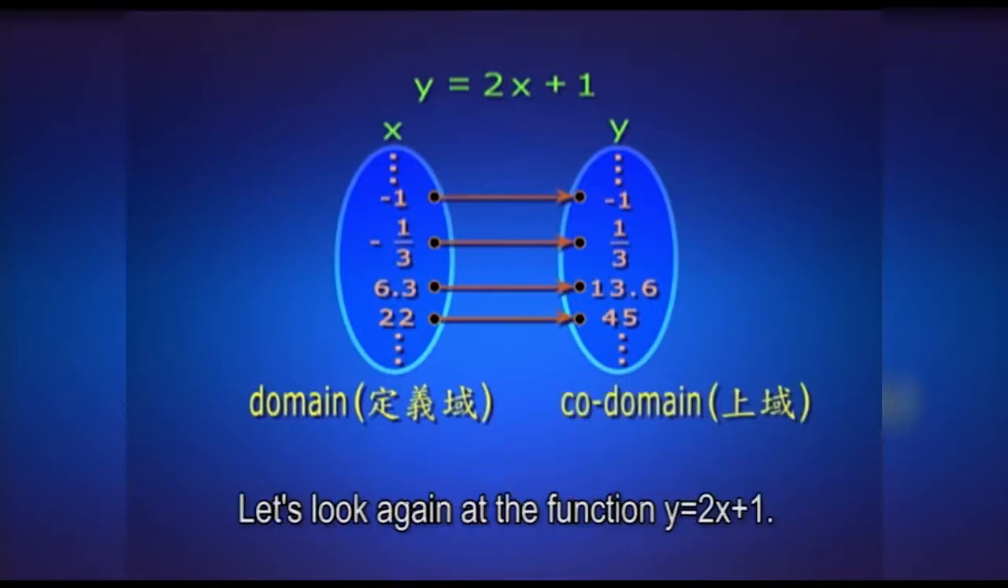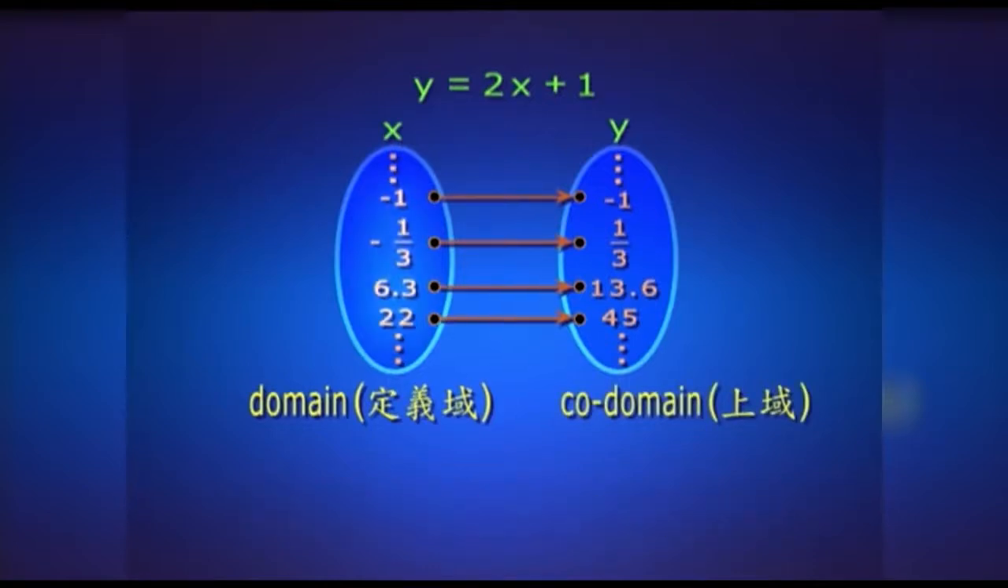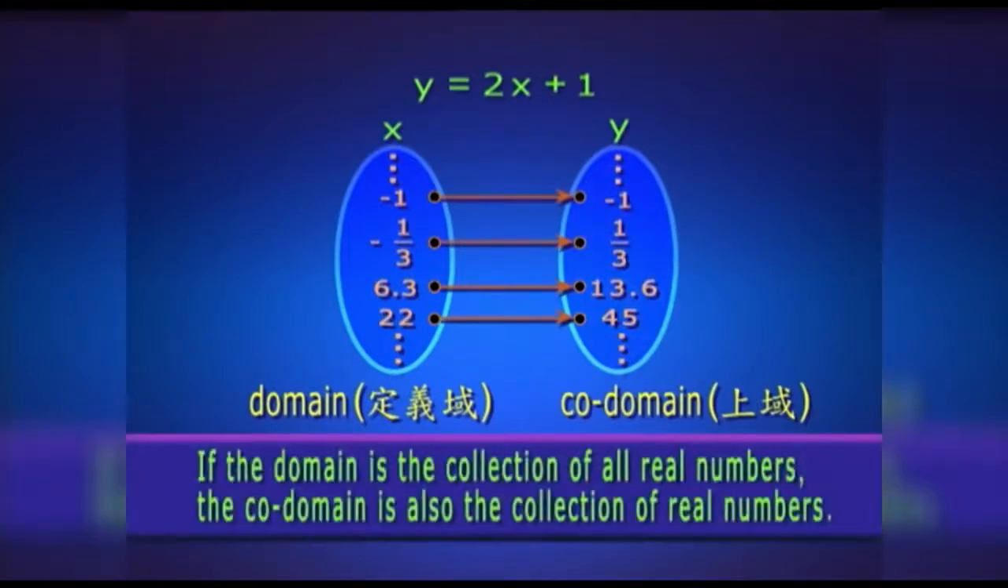Let's look again at the function of y equals to 2x plus 1. If the domain is the collection of all real numbers, the codomain is also the collection of real numbers.